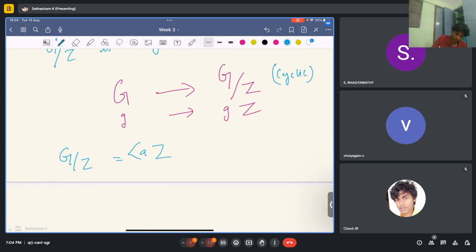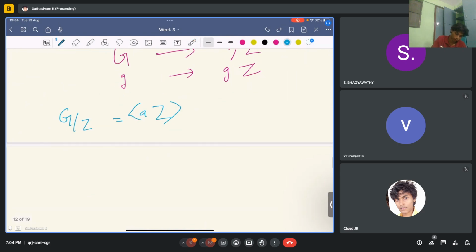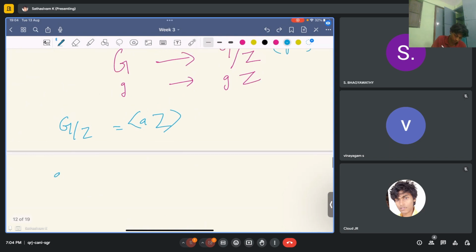AZ. Okay. So since it is cyclic, we can assume that G by Z is generated by AZ, where A is some element of G. So for some element A of G, G by Z is generated by AZ. Okay. So suppose if you look at G, so G is here. So let's move the G to here. So now what happens? What happens to this GZ?